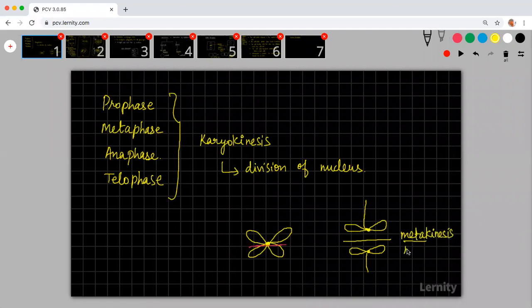Meta means middle. Kinesis means division. So the division of the chromosome is what we call metakinesis, which will happen during anaphase. Whenever anaphase is there, at that time, the chromosomes in the middle will divide. That is what we call metakinesis.